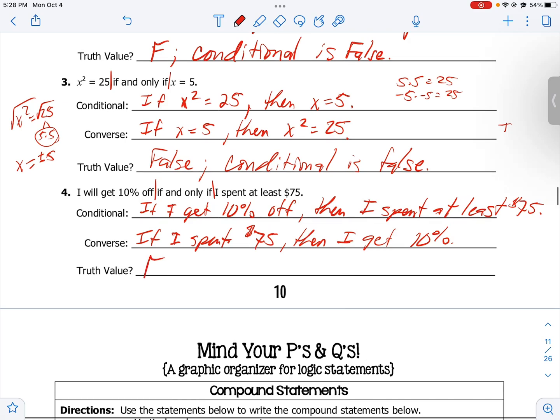Ooh, hold on, zoom out. Zoom out. And I'm going to say the conditional is false.